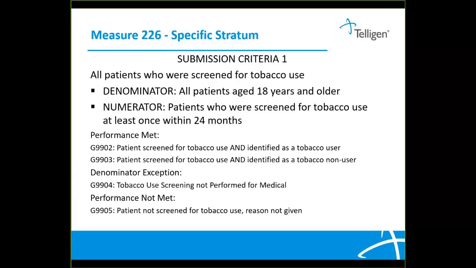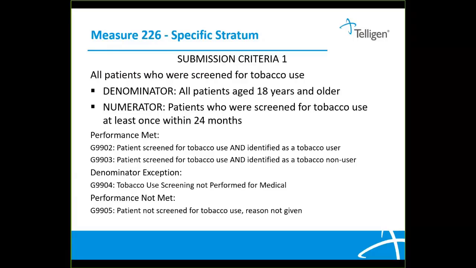Okay, next we're going to look at measure 226, preventive care and screening: tobacco use, screening and cessation intervention. We chose this one because it is very common. It's one of those cross-cutting measures, but it is a little more confusing. This is a measure that has 3 submission criteria. It's only scored on submission data for criteria 2, but even though it's only scored on criteria 2, you must submit data for all 3 criteria if it's applicable to the patient.